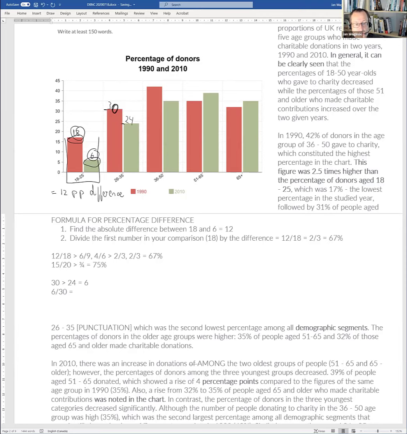Just ask what number goes nicely into both 6 and 30? 6. So 6 goes into 6 once, and into 30 five times, so 1/5. You can either say it dropped by 1/5, or what is 1/5 as a percentage? 20%. So it decreased by 20%, or it decreased by 1/5.